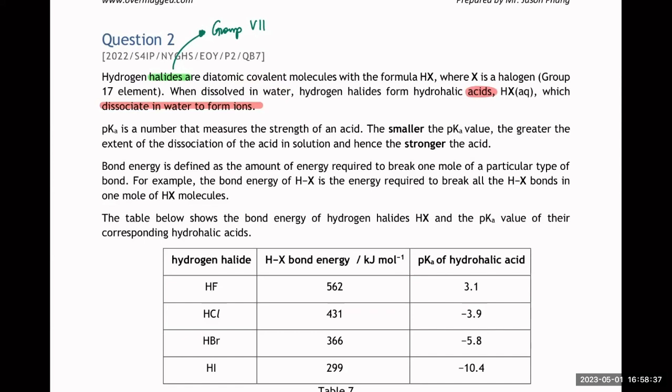So here we do not need to calculate. They are giving it to you as an application question. We're looking at pKa, right? The smaller the pKa, the greater the extent of dissociation, so the stronger the acid. The only thing you need to know about pKa is that it is a measure of the extent of dissociation. The smaller the pKa value, the stronger the acid. That's all you need to know about pKa for this question.